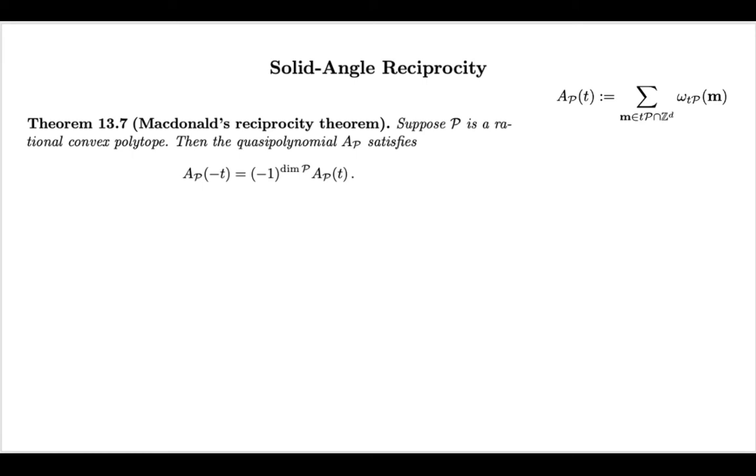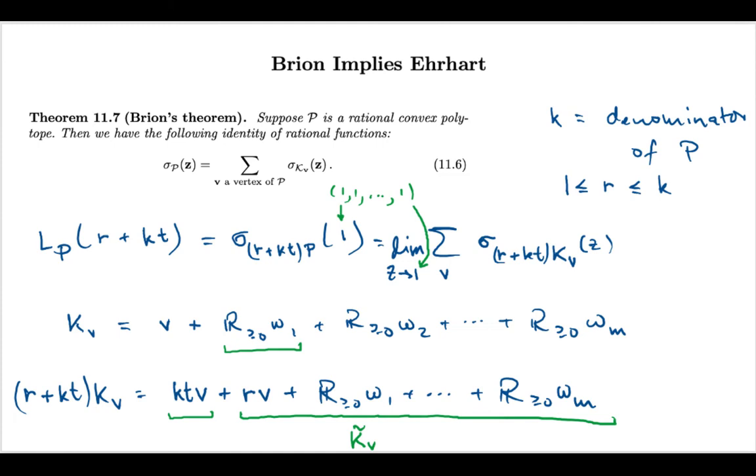I want to show you how one proves this theorem 13.7, in part because it's a really beautiful theorem, but also in part because I want to show you an alternative way of proving these kinds of reciprocity theorems when one has a Brion type theorem. At the end of chapter 11, we discussed in a video how Ehrhart's theorem follows from Brion's theorem. And the idea that we used in this alternative proof is now the starting point of what I want to do for solid angles.